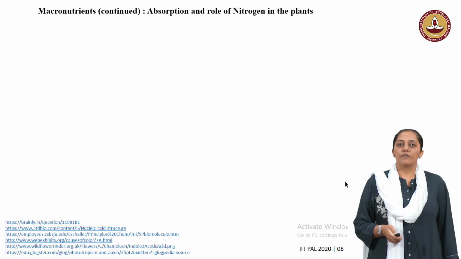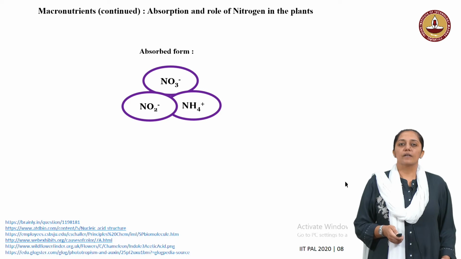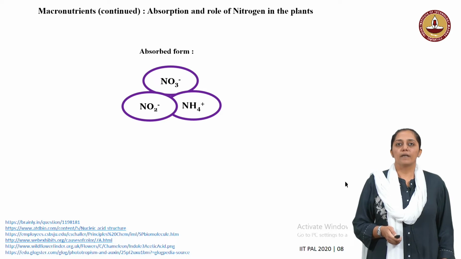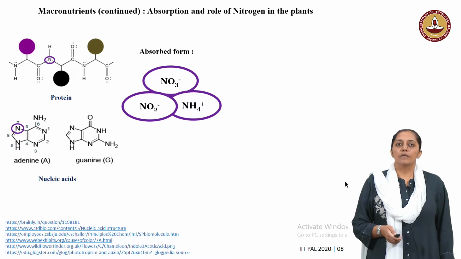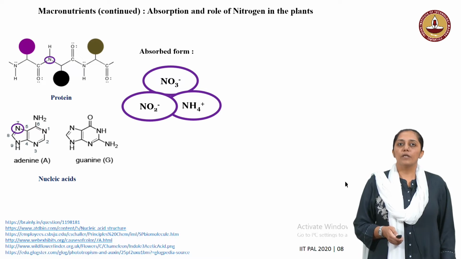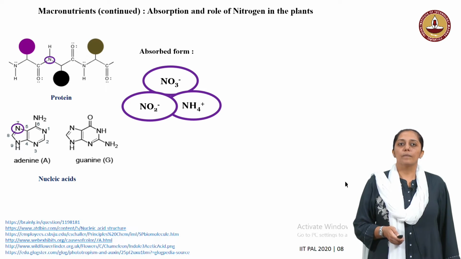Let us come on to nitrogen. Nitrogen is absorbed by the plant in its ionic forms, including nitrate ions, nitrite ions and ammonium ions. Nitrogen, once assimilated, becomes a part of the protein molecules. You can see nitrogen circled in purple, shown for an example protein molecule.